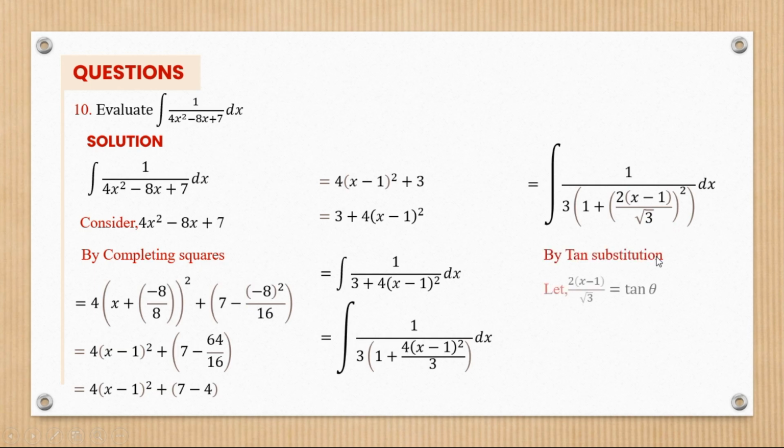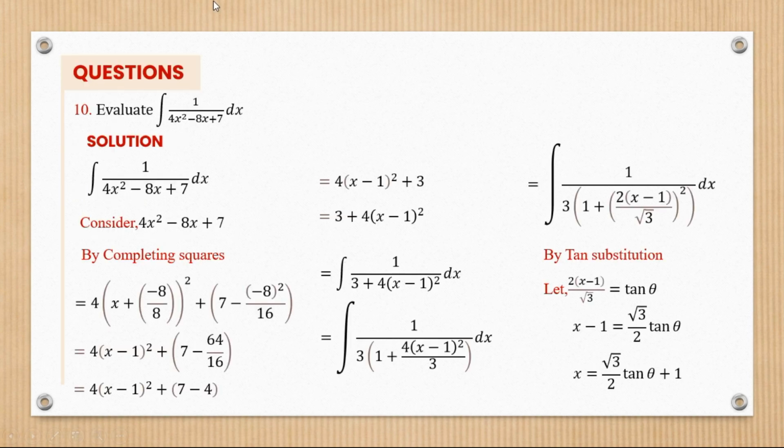So now what I can see is that by tan substitution, I'll have 2 into (x minus 1) over root of 3 being equal to tan theta. So that means x minus 1 is equal to root of 3 over 2 tan theta. Now if I make x the subject, x shall be equal to root of 3 over 2 tan theta plus 1. Alright, so next dx over d theta, if I differentiate that, shall be equal to root of 3 over 2 sec squared theta. So if I make dx the subject, dx shall be equal to root of 3 over 2 sec squared theta d theta. This is what I have.